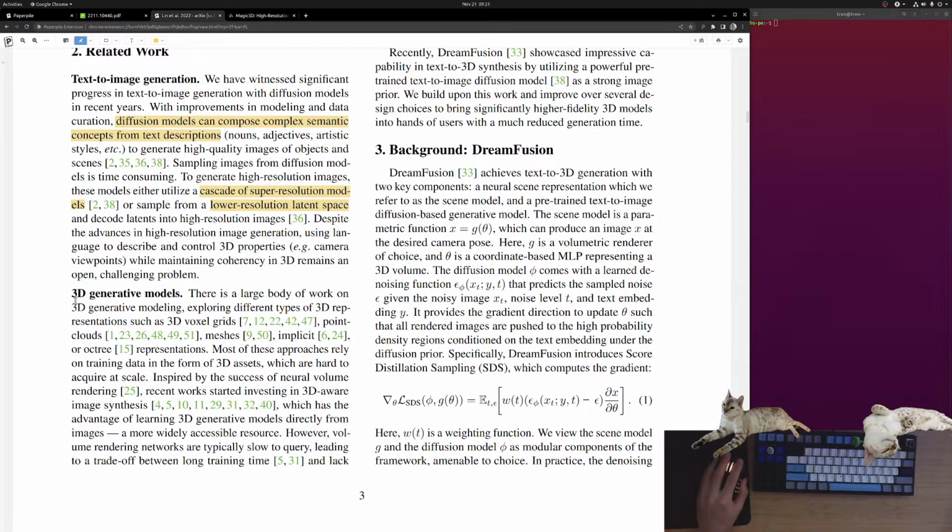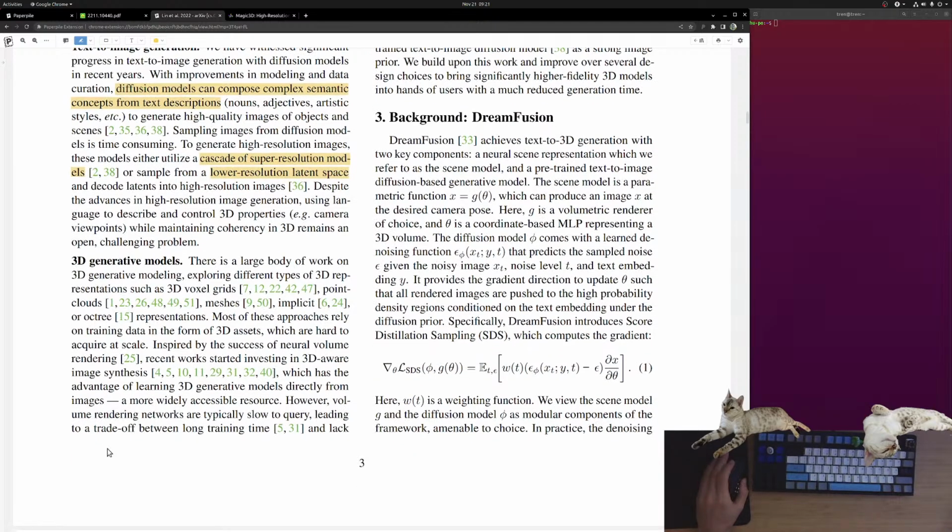3D generative modeling. So this is all the kind of old approaches that people use with point clouds and meshes. However, volume rendering networks are typically slow to query, leading to a trade-off between training time.